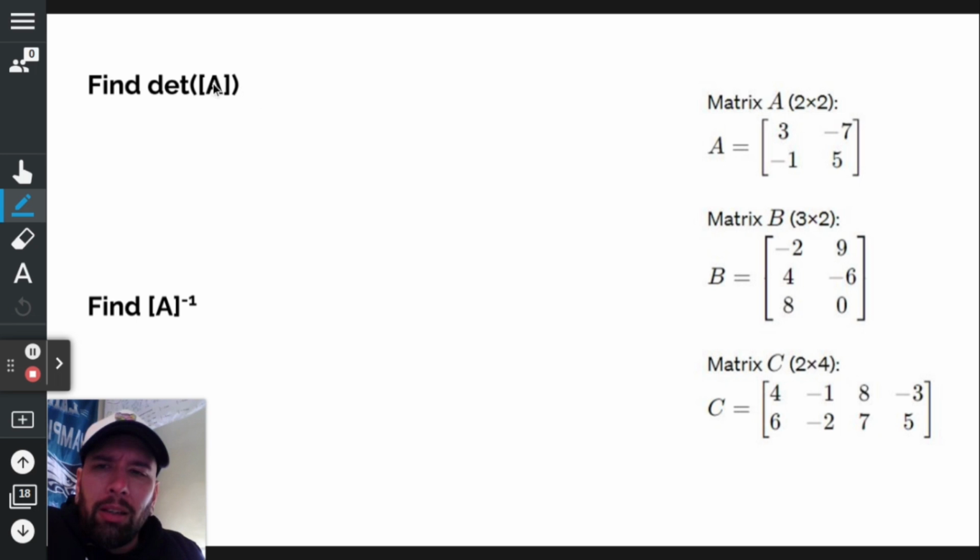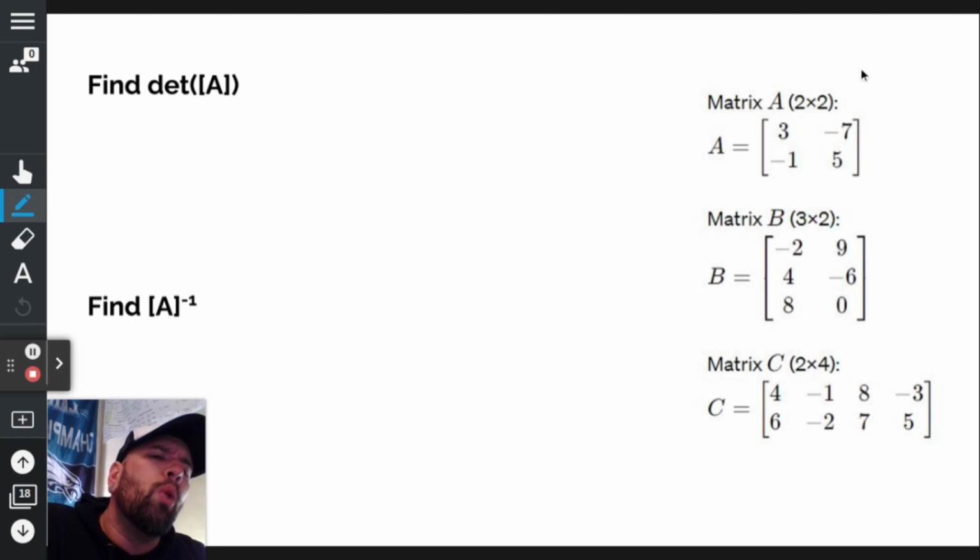The determinant. Now, what the determinant of a matrix does is it lets you know whether or not you can do an inverse. In matrices, you don't divide matrices. You can't do that. So what you're going to use instead is an inverse. And there are times where you can't do the inverse and you use the determinant to make that determination.